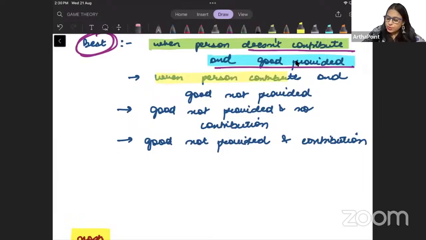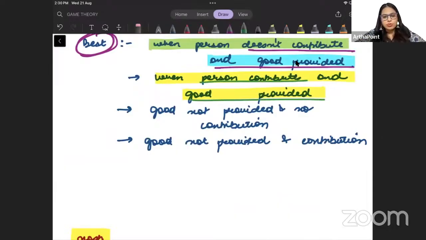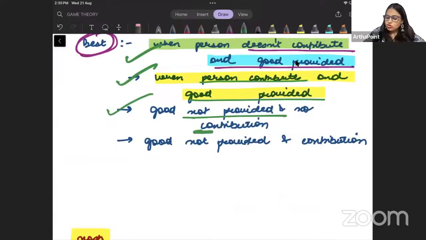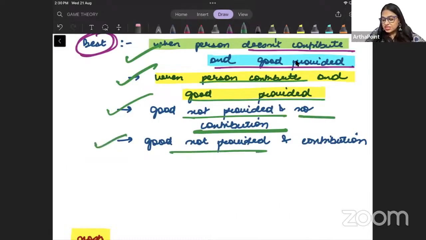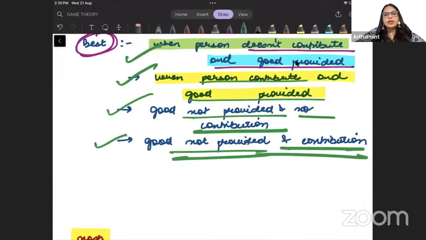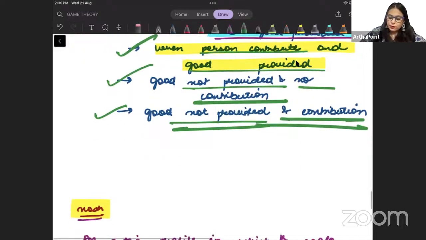The second option is when he contributes and good is provided. यहाँ not नहीं होगा. When he contributes and good is provided. Contribute किया and he gets the good. The third option is he doesn't contribute and no good is provided, right? And the last is when he contributes but good is not provided. ठीक है, तो एक बार दोबारा देख लो.